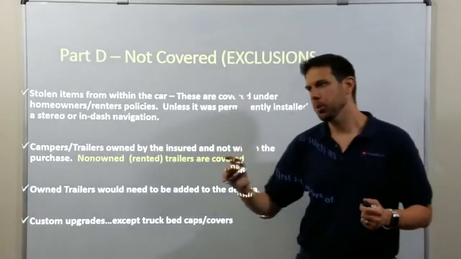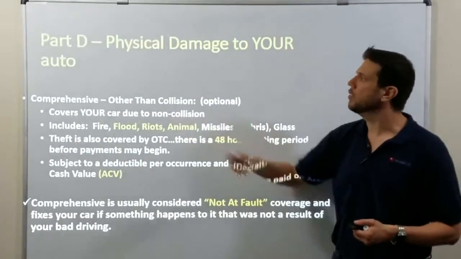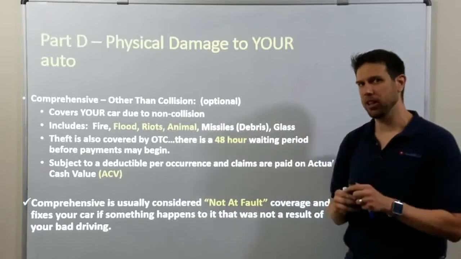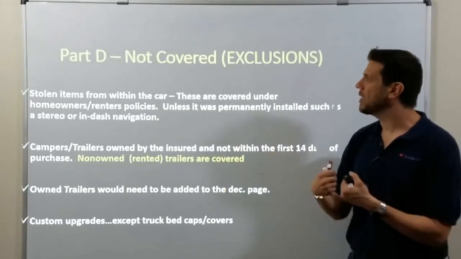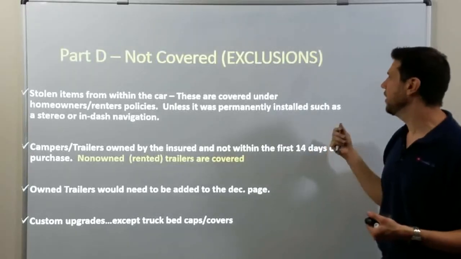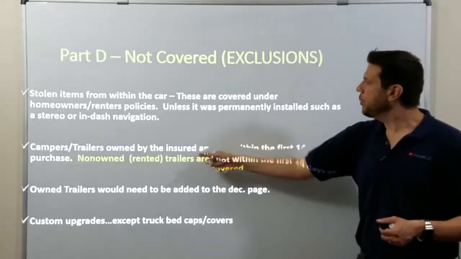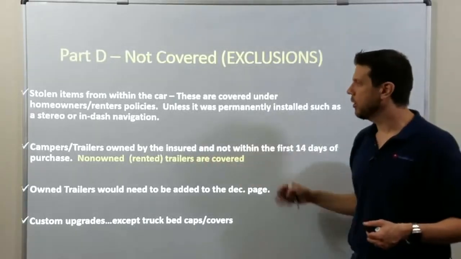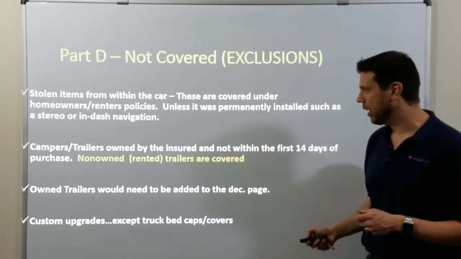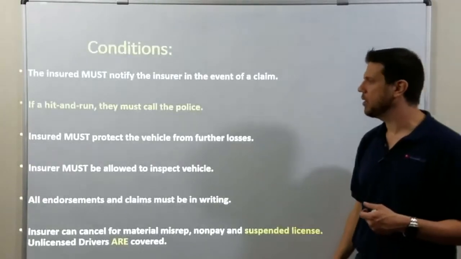If they steal your radio, that falls under comprehensive because that's permanently attached to the car. If it's permanently attached to the car, that's auto insurance, but if it's regular things, that ends up going under homeowners insurance. If you tow a trailer, your trailer's covered automatically up to $1,500. If you ever get a custom upgrade, you have to update your insurance.